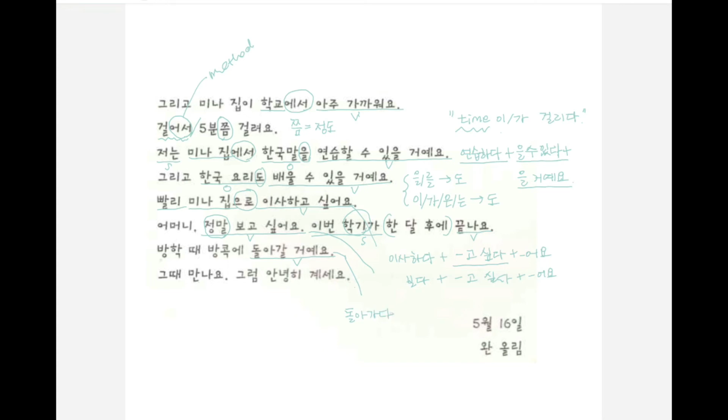돌아가다 있네요. What does it mean? Go back. Plus, 을 거예요. Future tense. So, I will go back. Where? To Bangkok. When? 방학 때. During the vacation. 그때 만나요. Let's meet then. 자, again, it looks like the statement ending.